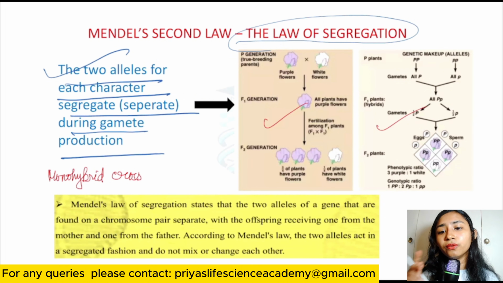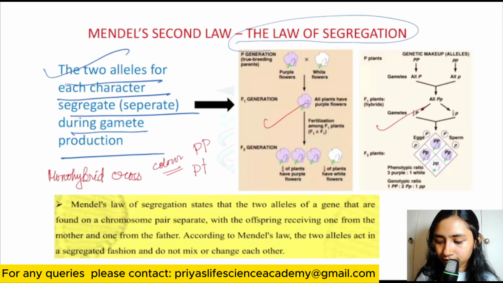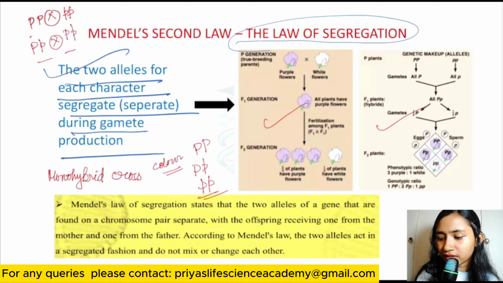Monohybrid cross means when only one characteristic feature is considered. Here the color of the flower is considered, that is purple. We can see the genotype for flower color: capital P, capital P, capital P, small p, or small p, small p. So when only one characteristic feature is considered, this cross is known as monohybrid cross, because this cross was done between capital P, small p and capital P, small p.